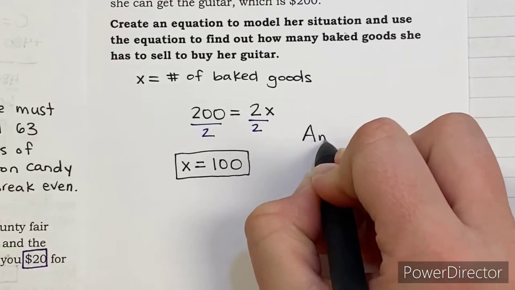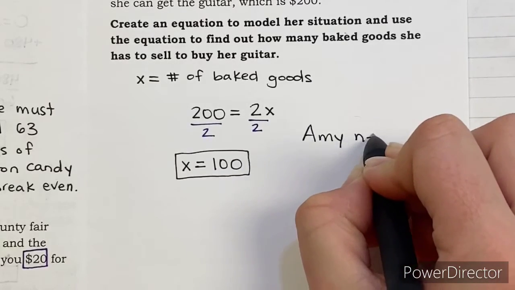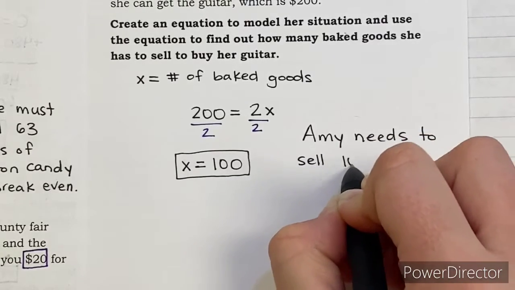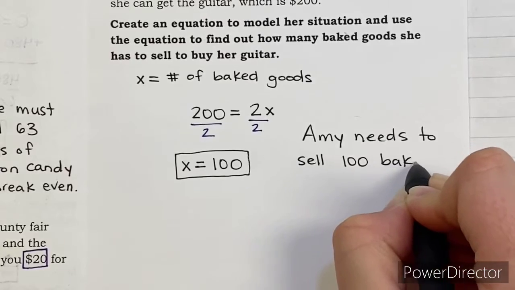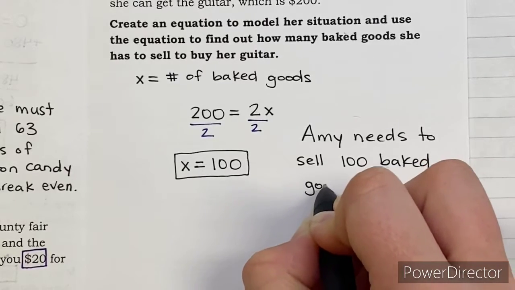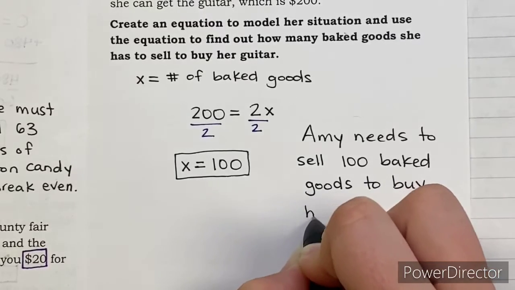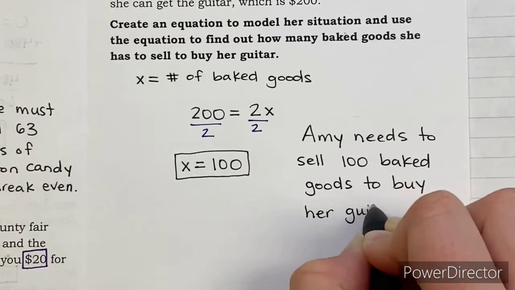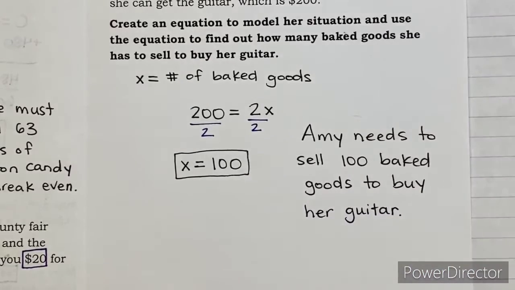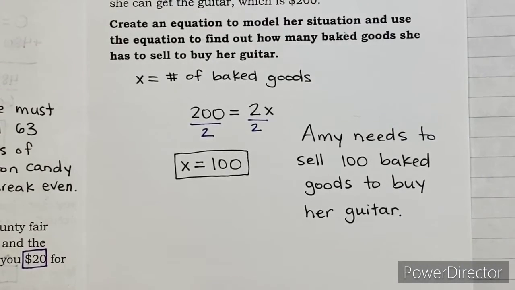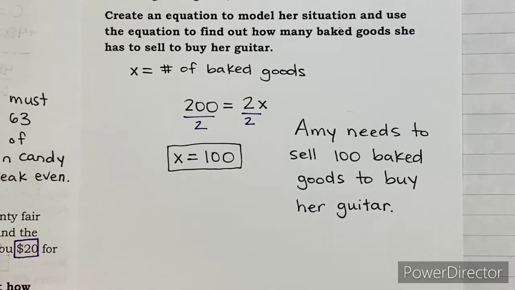So we can say Amy needs to sell 100 baked goods to buy her guitar. So Amy needs to sell 100 baked goods to buy her guitar. And that's it. So these are your notes that go on page 18.